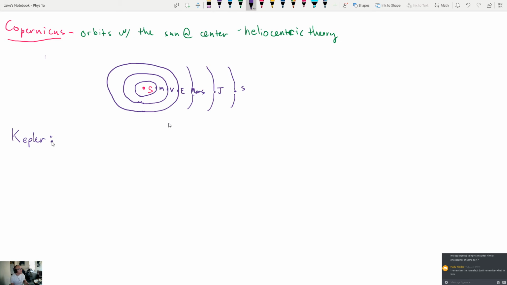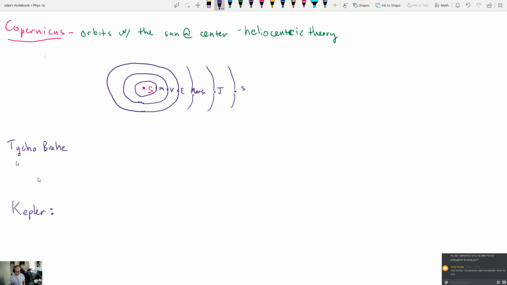Okay, so Johannes Kepler was also an astronomer, and he really... I left somebody out of this theory. Okay, Kepler's going to come, but he's next, actually. I forgot there's one more person. In between Copernicus and Kepler was a guy named Tycho Brahe.